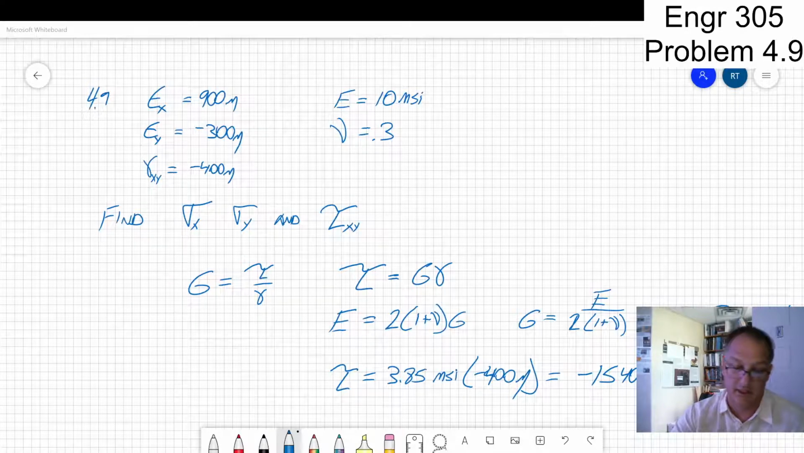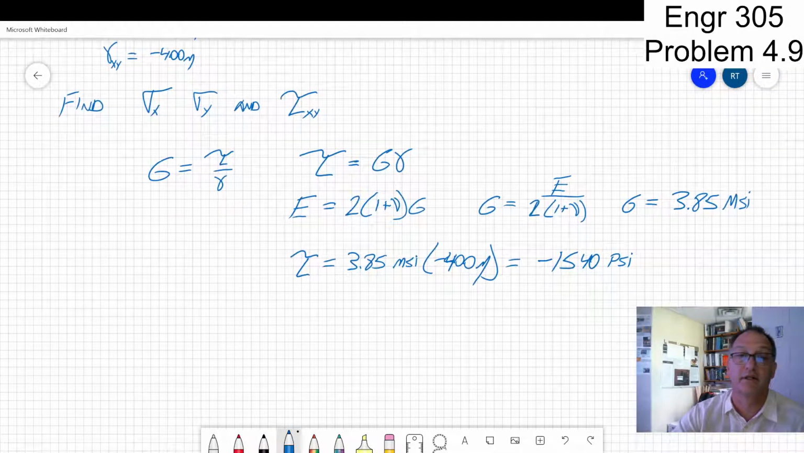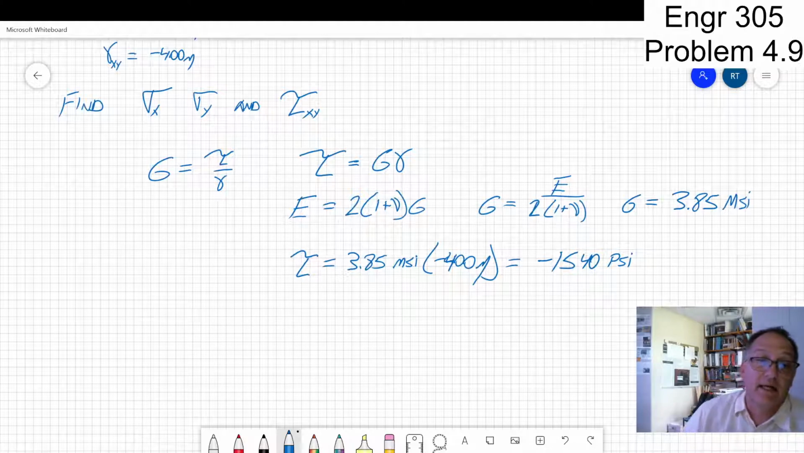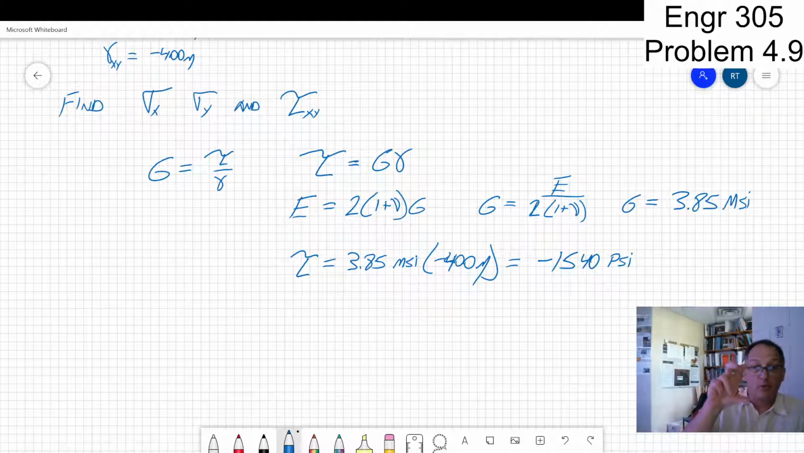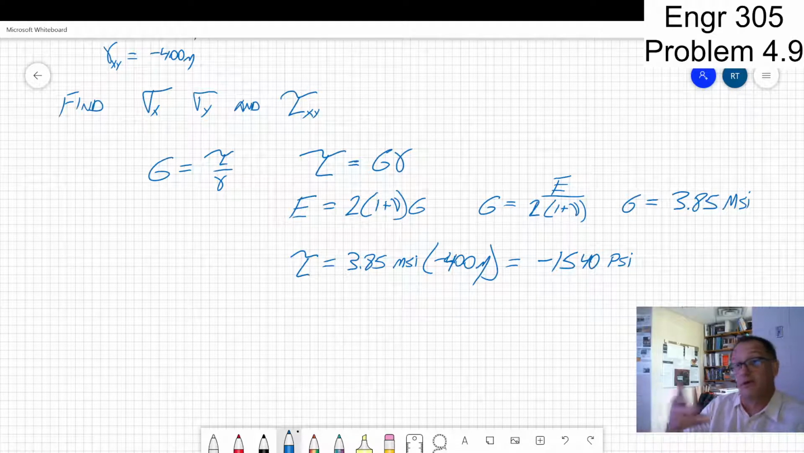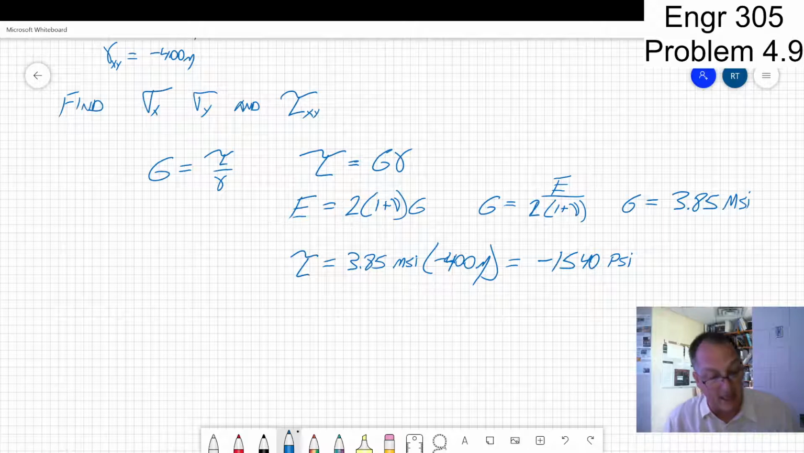Now my picture is going to get in the way, so I'm going to just rotate that up. I plug that in: shear stress equals 3.85 MSI times negative 400 micro inches per inch. The micro cancels with the capital M on the MSI, which was 10 to the sixth. And so I wind up getting essentially 4 times 400, around 1600, a negative 1540 PSI for my shear stress.